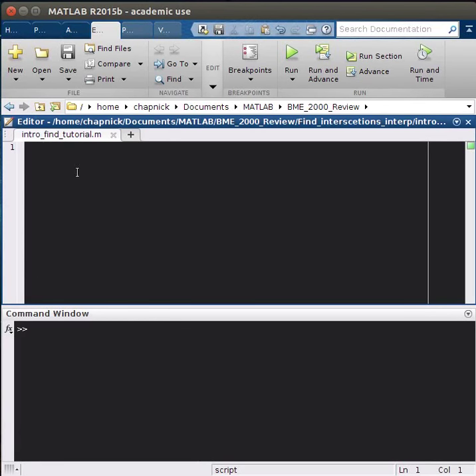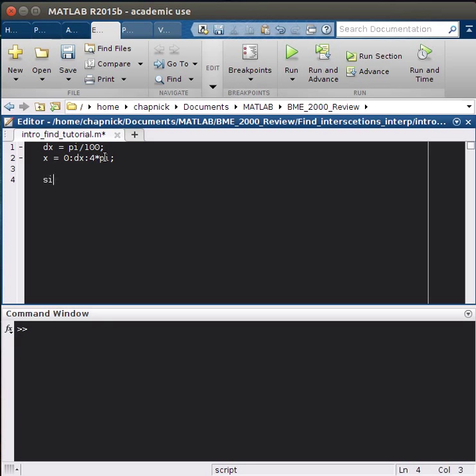In this video, I'm going to cover how we can use the find function to find the intersection of two lines. In this case, we're going to consider a sine function and a cosine function, and our cosine function is going to be phase shifted. So we're going to evaluate these from 0 to 4 pi in steps of pi over 100. The reason we choose pi over 100 is just to get a smooth looking curve. So we'll say dx is pi over 100 and x is 0:dx:4*pi.